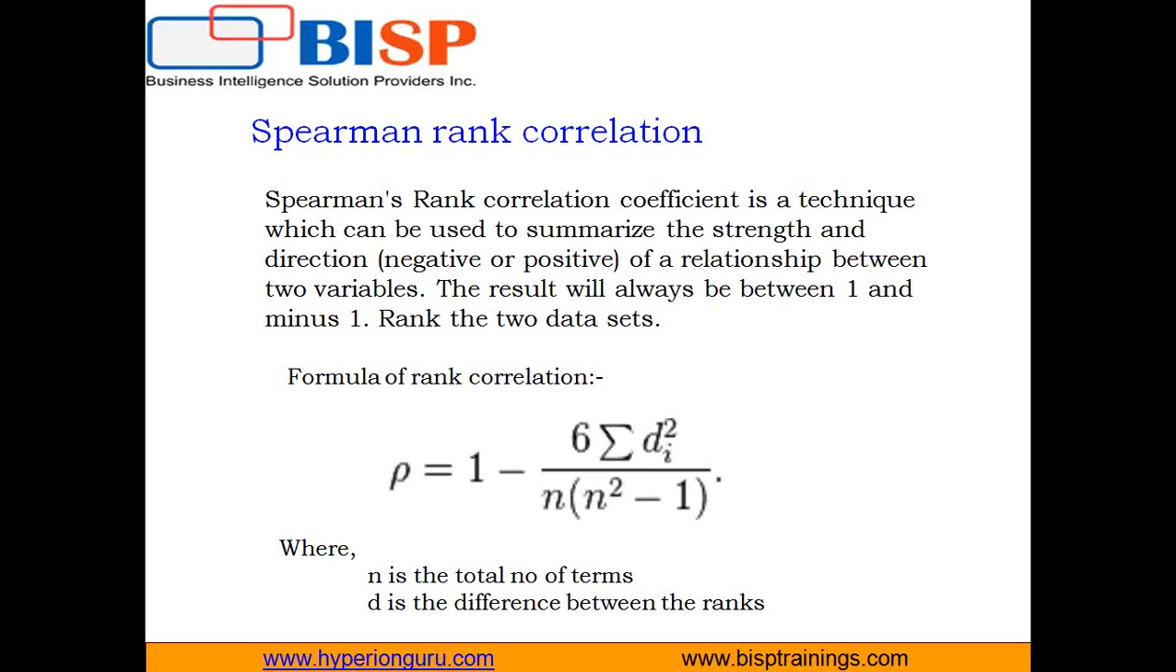In this video, I am going to explain how this calculation is done using the manual formula. This is the manual formula, where this sign is read as rho, and the formula is 1 minus 6 sum of d square divided by n into n square minus 1, where d is the difference between the ranks and n is the number of total terms for which we are calculating.